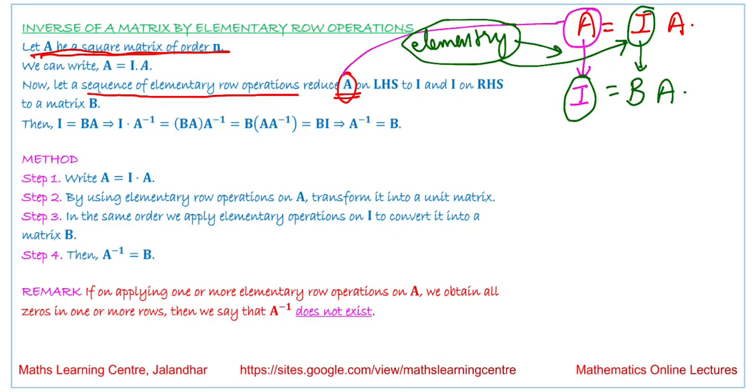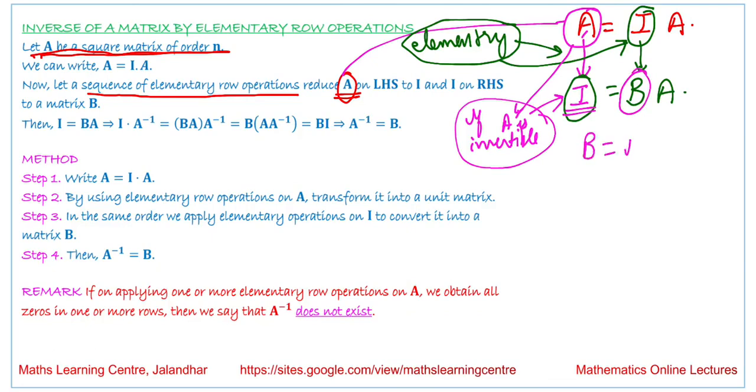So we are saying, if this matrix A is invertible, then by elementary row operations or column operations, it will be reduced to the identity matrix, and we have obtained this matrix B, and we are saying that B will be equal to A inverse. This matrix B is the required inverse of A. So the method is explained over here.